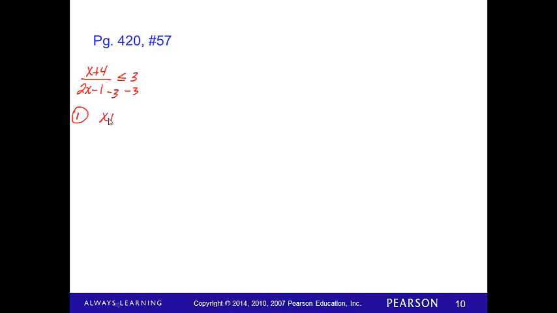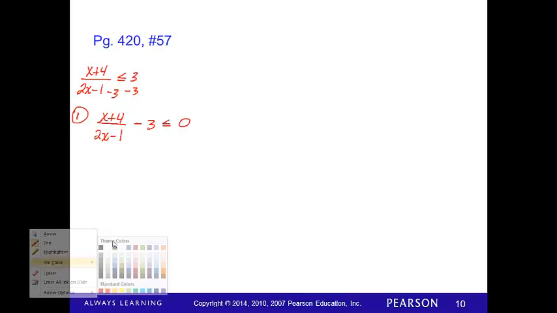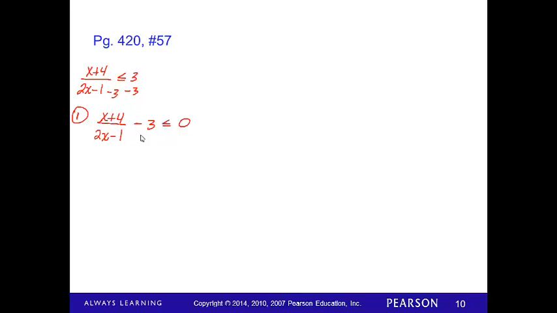And we'll get x plus 4 divided by 2x minus 1 minus 3 less than or equal to 0. Okay, so we have the 0 on the right side, but do we have a single quotient on the left side? The answer should be no, which means we need to make it a single quotient. So I basically have a fraction minus a number. In order to do that, we need to have the same denominator. So our least common denominator is going to be 2x minus 1.